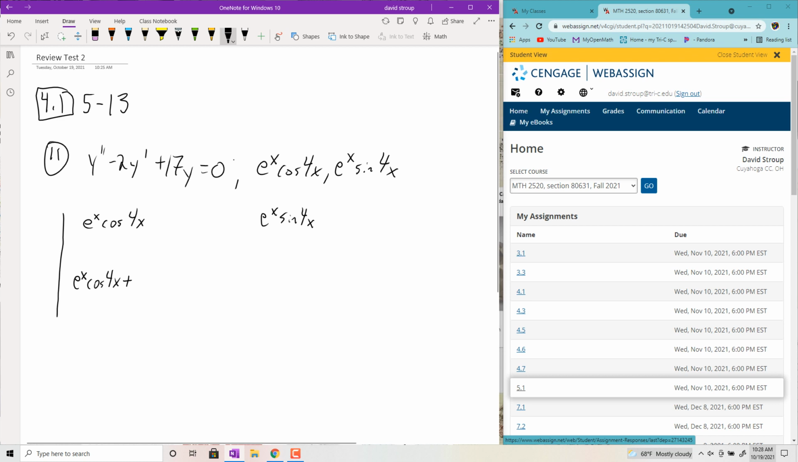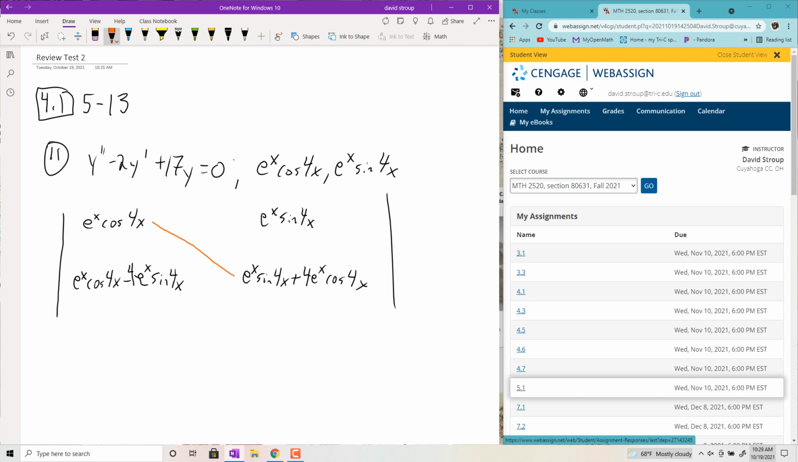And then plus, well, it's going to become a minus, right? So minus, because the derivative of cosine is negative sine, then leave e to the x alone. There's going to be a chain rule, so times 4, and then you have sine 4x. Okay. The other guy then, same thing, you got to do a product rule, so derivative of e to the x, just e to the x. And then plus, there's going to be a chain rule there, so 4 e to the x cosine 4x.